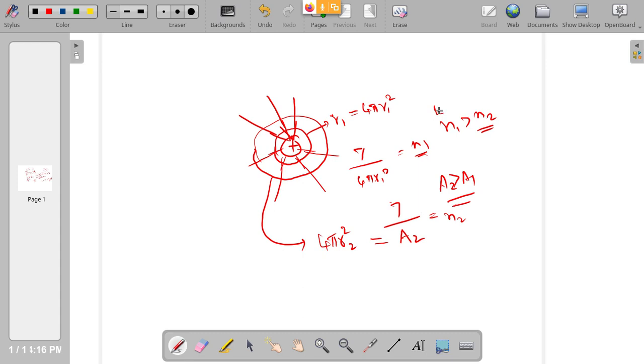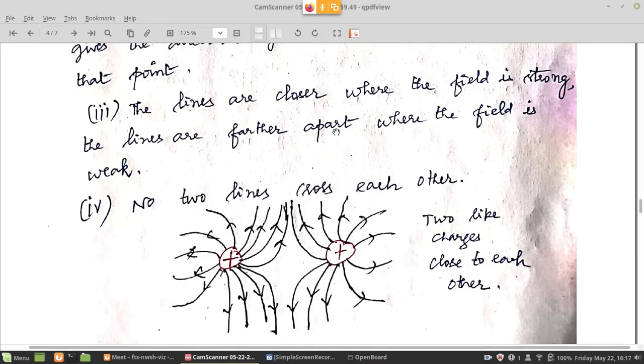So, electric field is stronger near the charge and electric field is weaker away from the charge. So, E1 is greater than E2. E1 here is the electric field, E2 here is the electric field. So, as you go away from the charge, electric field also reduces in magnitude. That also is given by the number density of the lines of force.